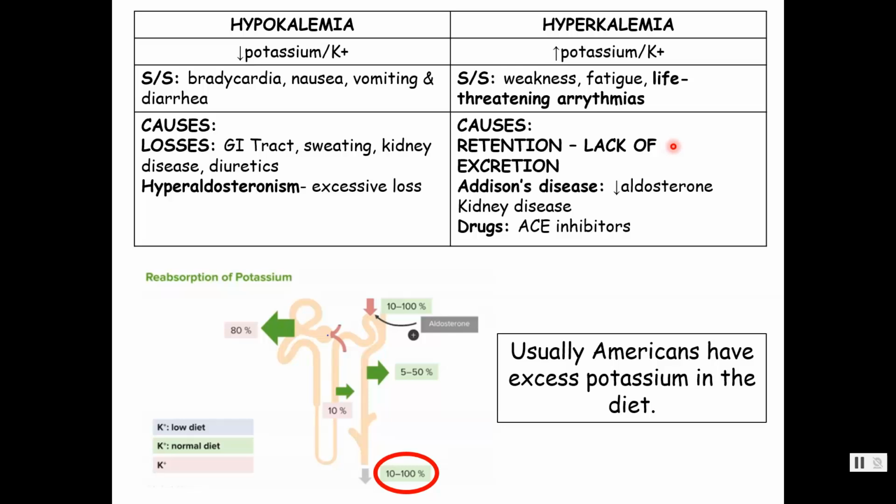Like I said, most of the time we are taking in too much. So that can cause low aldosterone, and remember the name for that was Addison's disease. And of course, kidney disease.